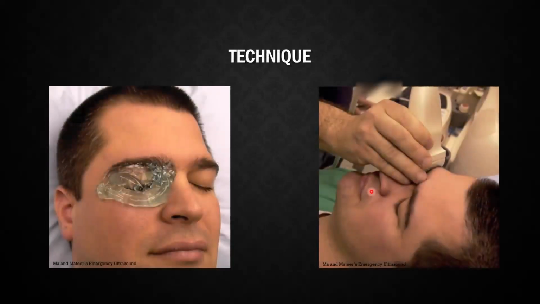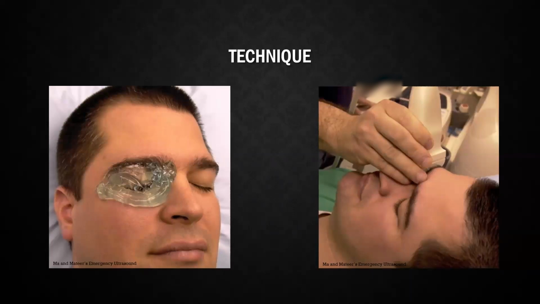So in terms of the technique, you want to choose your high frequency linear probe, which you're seeing on the right-hand side here. You get less penetration with that, but you do get better resolution, so your image should be pretty crisp. You're going to use a lot of gel. I always tell everyone, whatever amount of gel you think you need, double it. You want to be sure that there's a barrier between the probe and the eye.